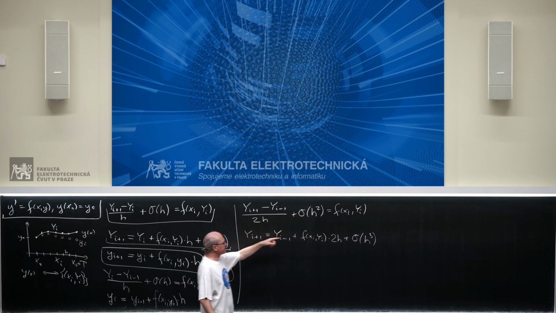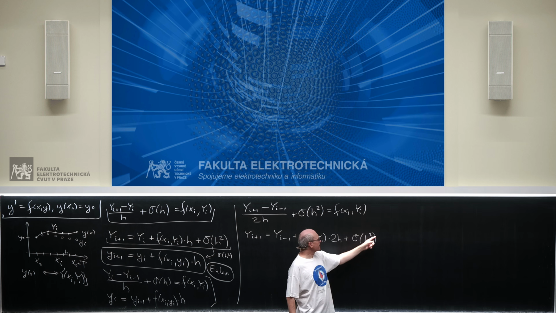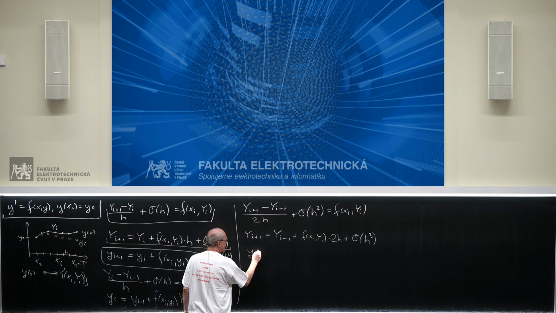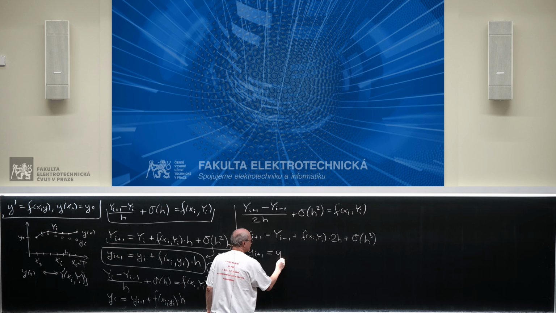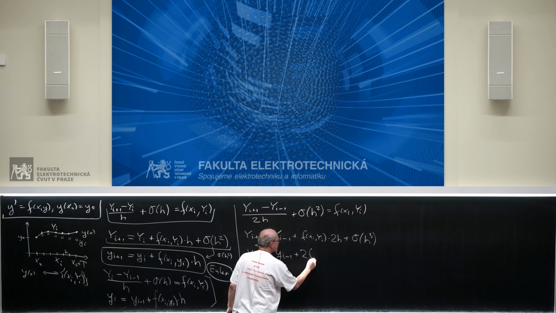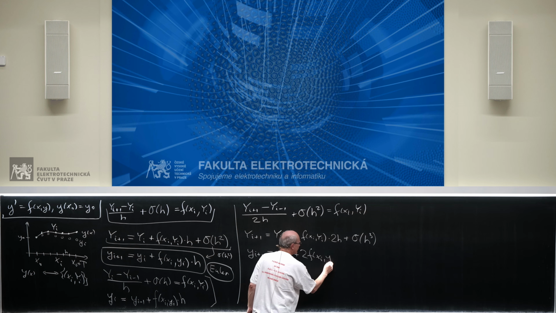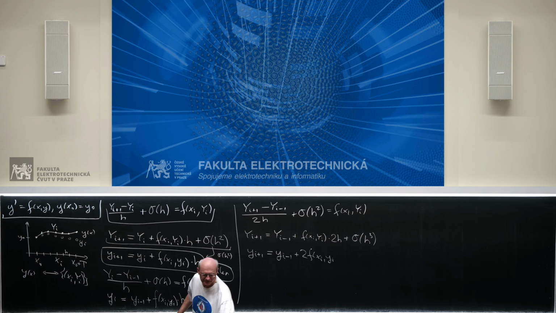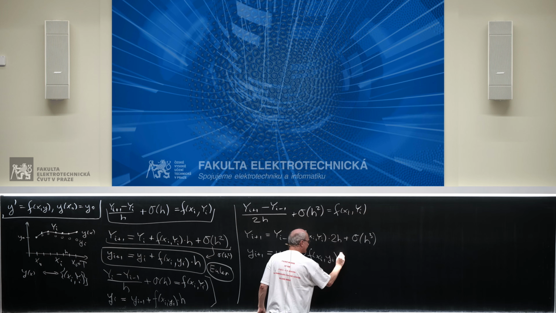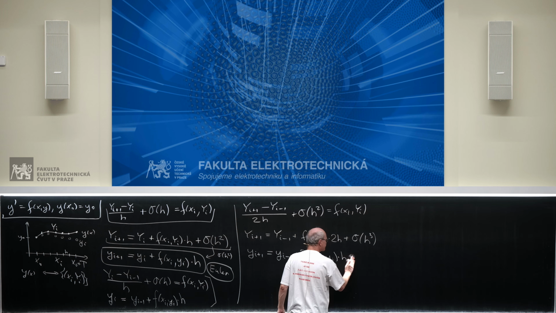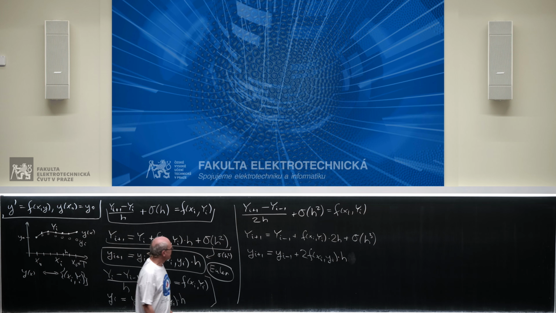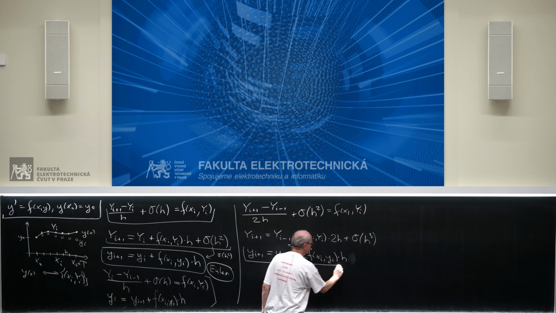Now we drop the error term, and this will be the local error, O(h cubed), and we get y i plus 1, the approximate solution, is equal to y i minus 1 plus 2 f x i y i multiplied by h, and that's it. I dropped the O(h cubed) part. And that's an interesting formula.